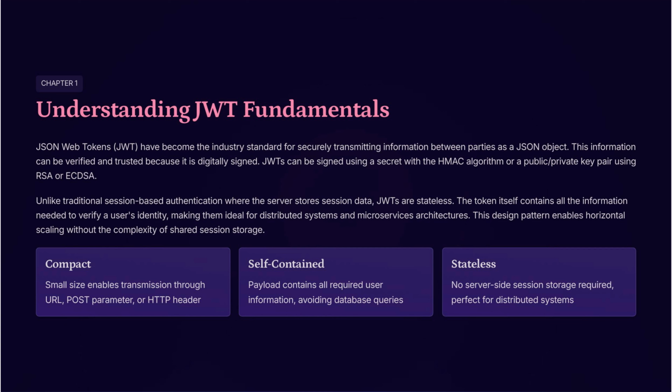JSON Web Tokens are a secure method for transmitting information as a JSON object, digitally signed using HMAC, RSA, or ECDSA. Unlike session-based authentication, JSON Web Tokens are stateless, containing all necessary user data within the token. This compact, self-contained design supports distributed systems, enabling horizontal scaling without shared session storage complexities.